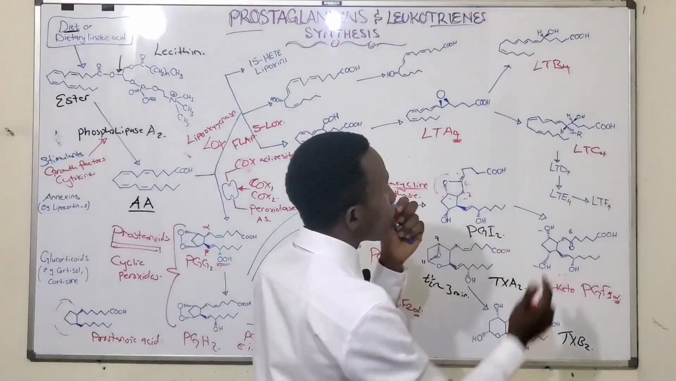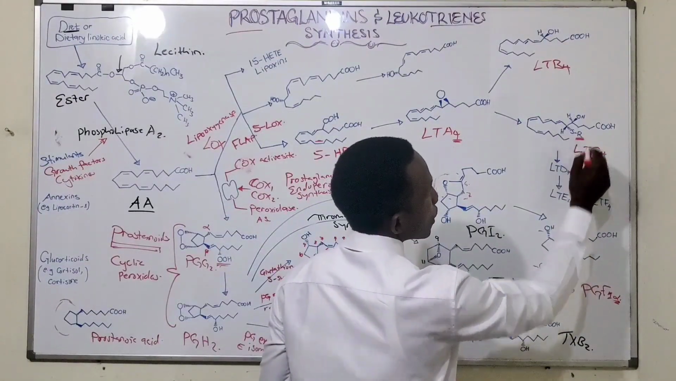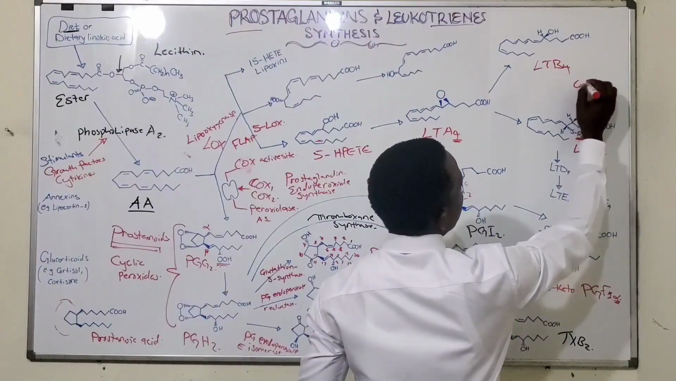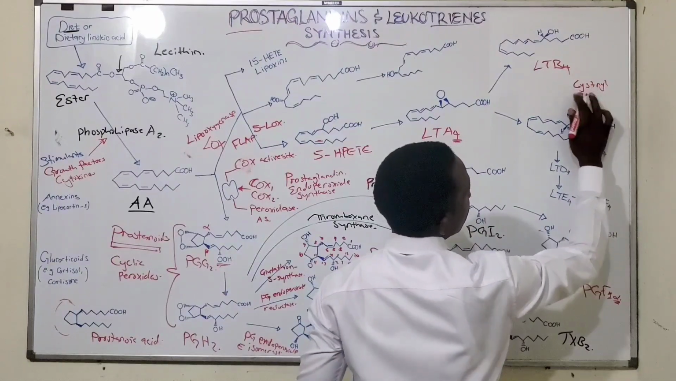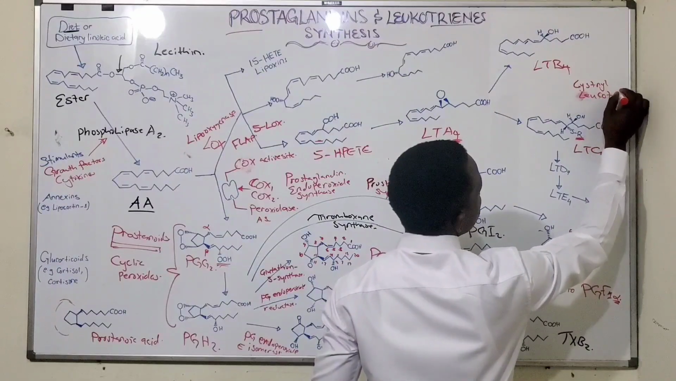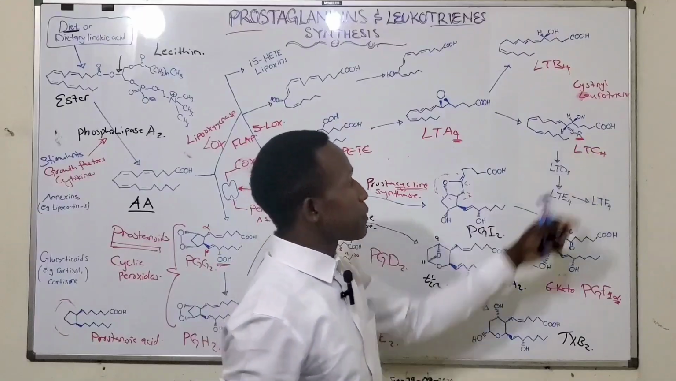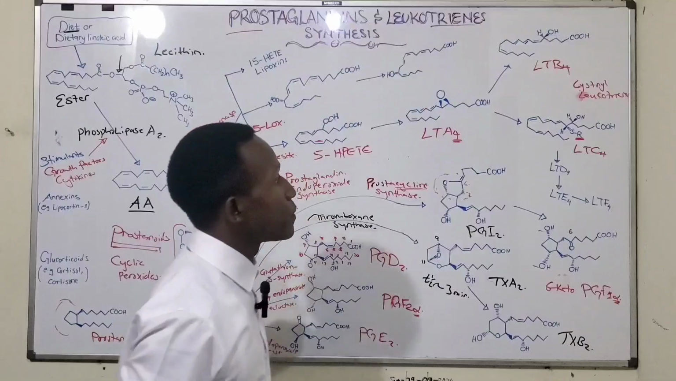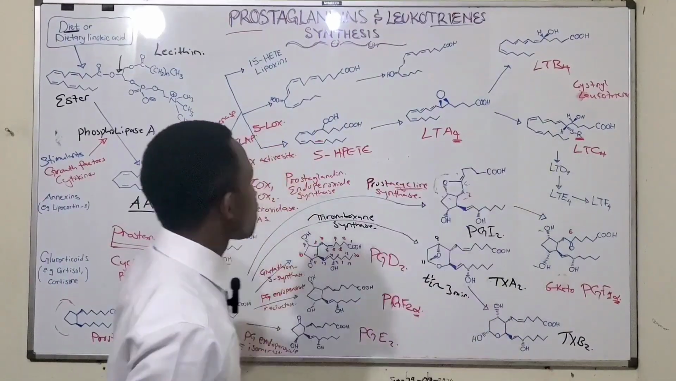Leukotriene C4 will give us these other leukotrienes, but the difference will be here at our position. So these ones are called cysteine leukotrienes, because of this S group here. Now, D4, we shall get E4. From E4, we get F4. These are leukotrienes. This is leukotriene B4.